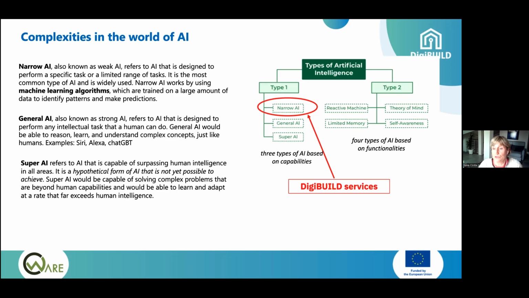Now, I don't want to go into type two too much today, but I'd like to give you an overview of where the DigiBUILD services sit within type one, the types of artificial intelligence of type one. Okay, so they define three different categories of artificial intelligence: narrow artificial intelligence, general, and super.